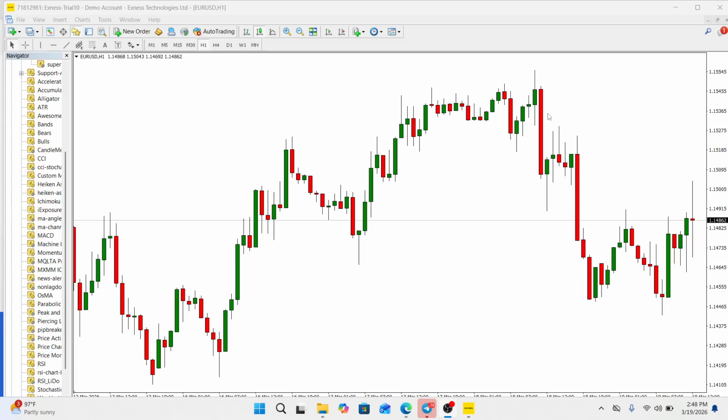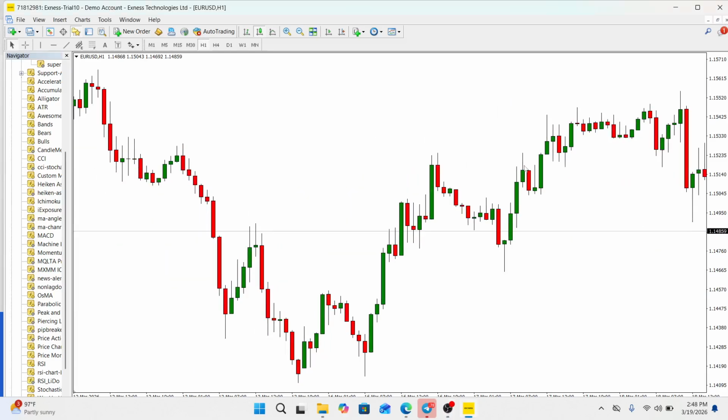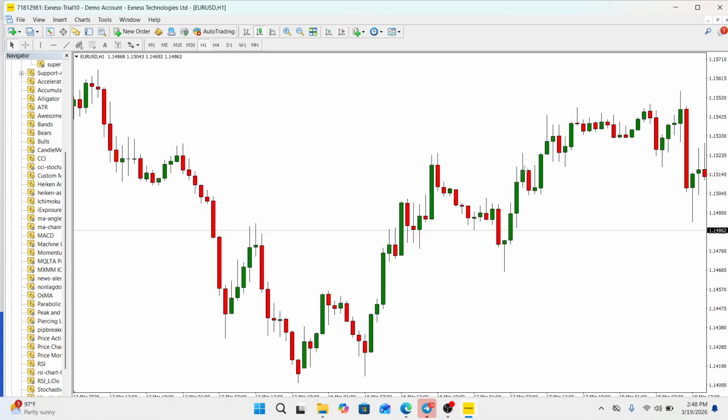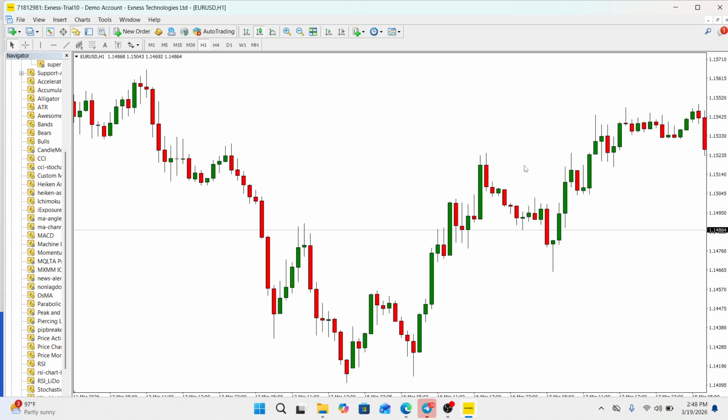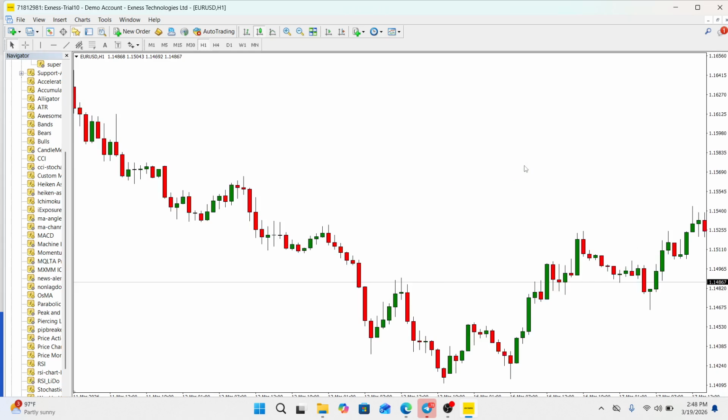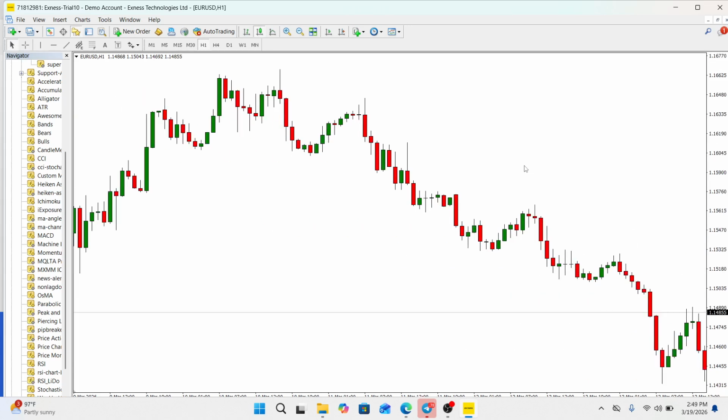Hello traders. In this video, we are looking at the Support and Resistance Power indicator for MT4. This indicator is designed to highlight particularly strong support and resistance levels on your charts, helping you focus on the zones with the highest potential to influence price. At this point, I'll load the indicator on the charts so you can see how it looks in real time.